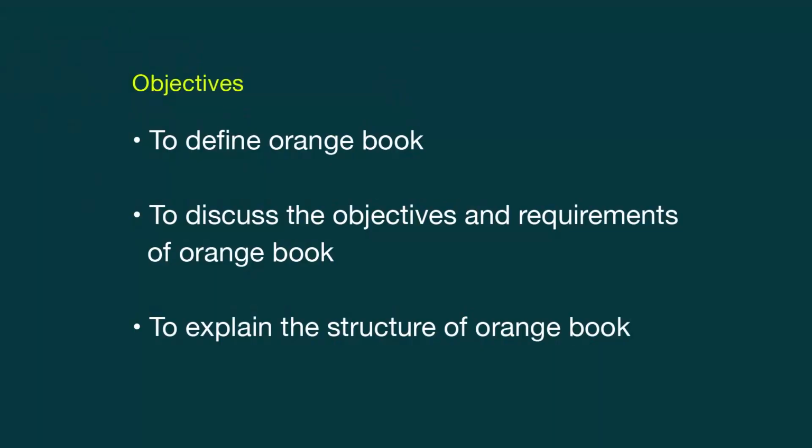We were talking about security of information and the system which handles this information. But it will be helpful if there is a standardized set of criteria which defines the procedure to ensure security in systems. Yes, there is one called the Orange Book. So, the objectives of this module are to define the Orange Book, to discuss the objectives and requirements of the Orange Book, and to explain the structure of the Orange Book.